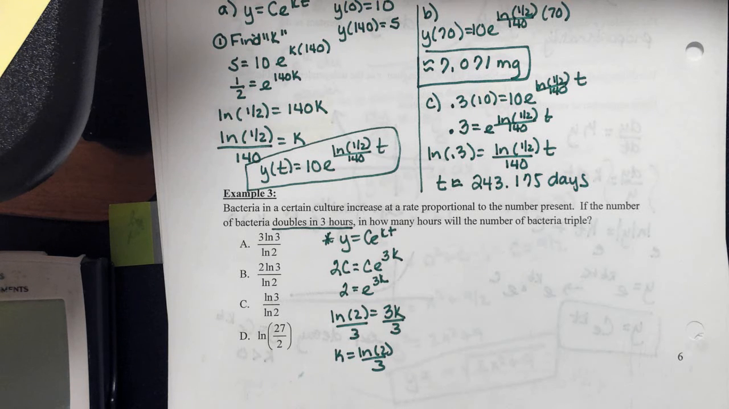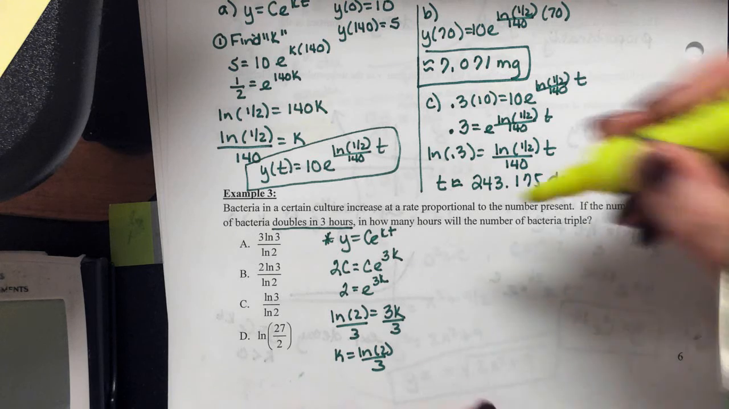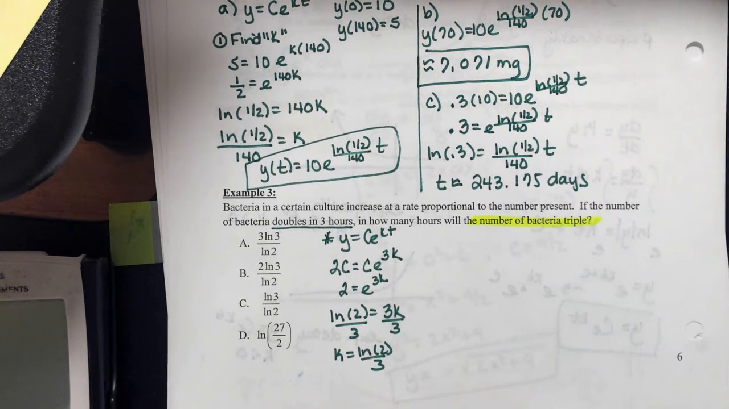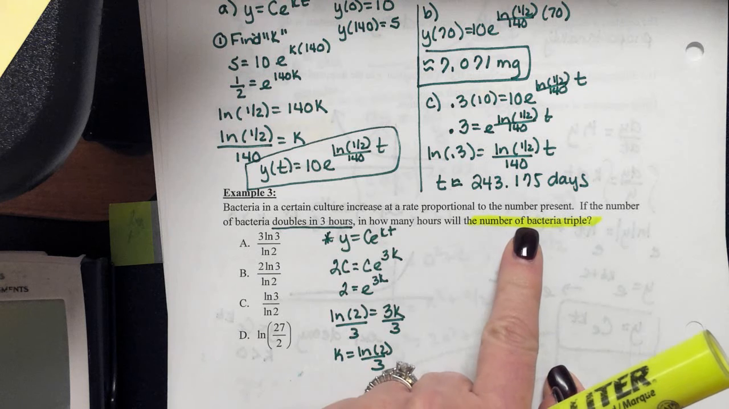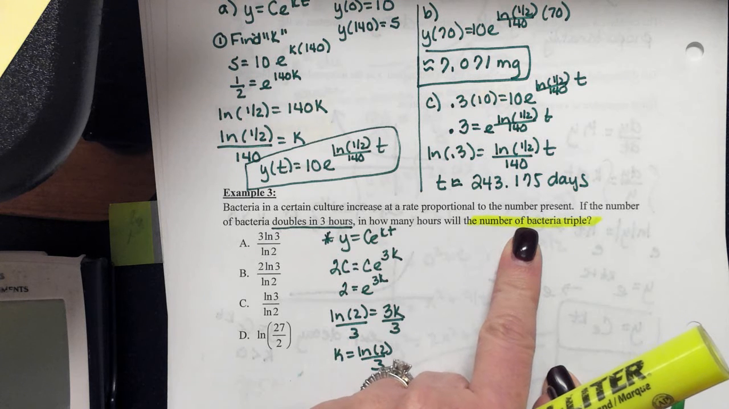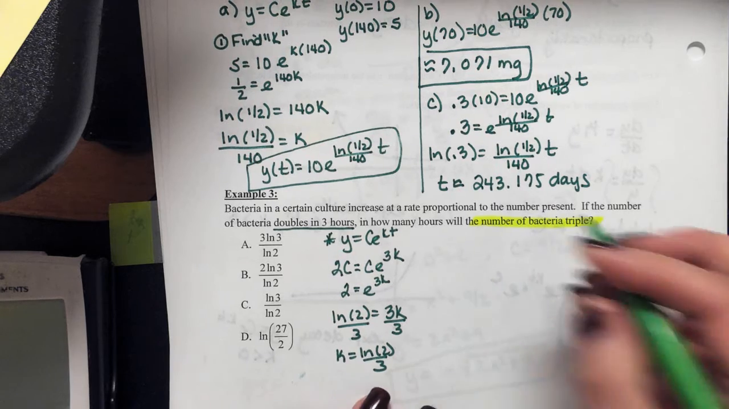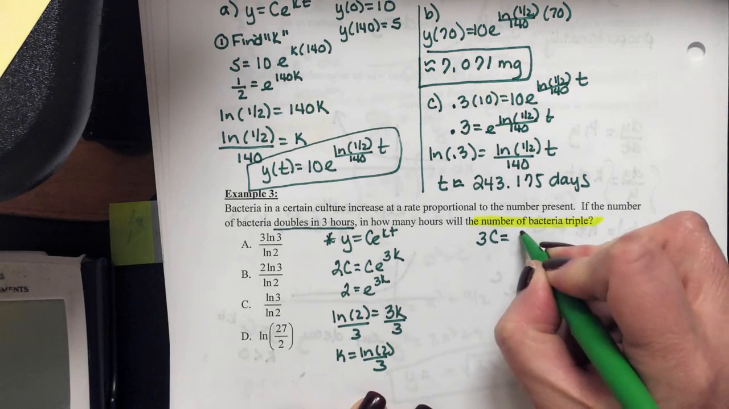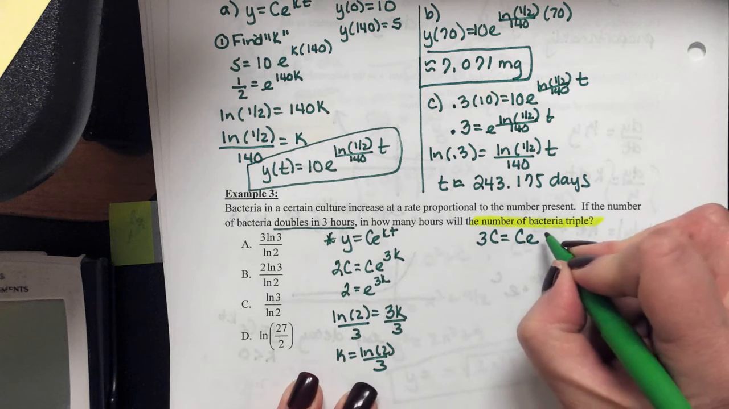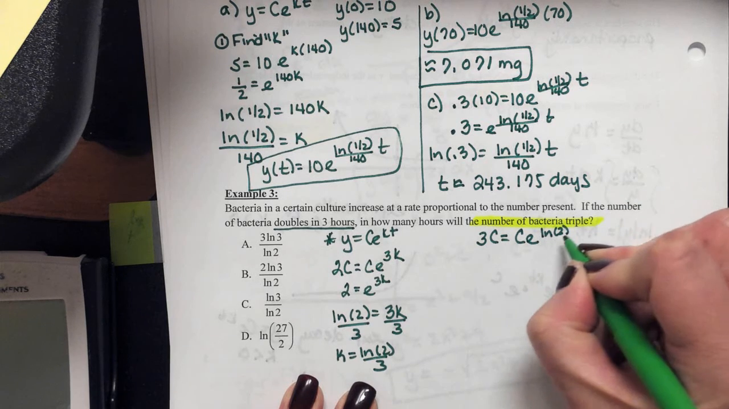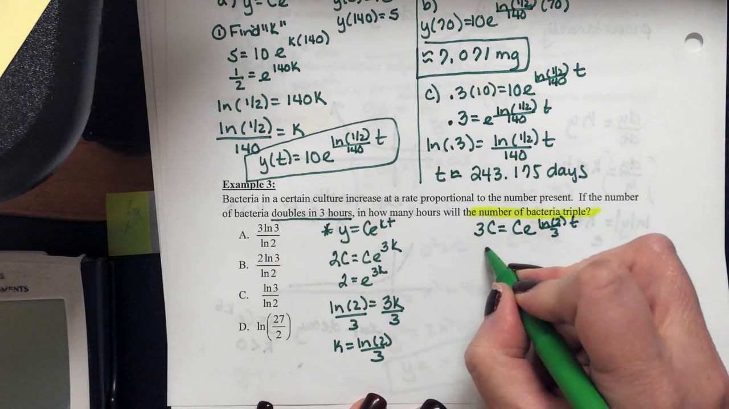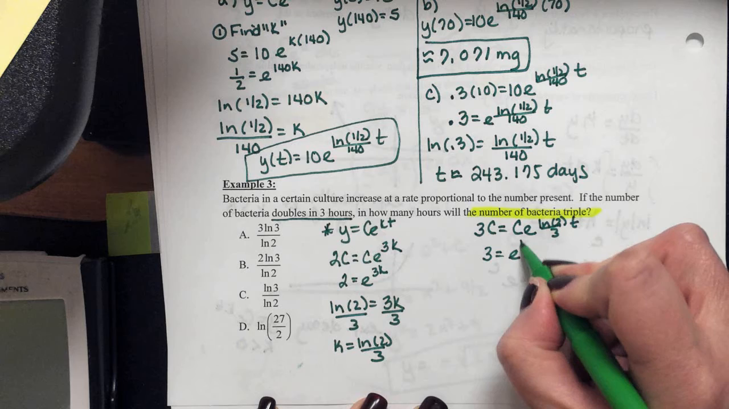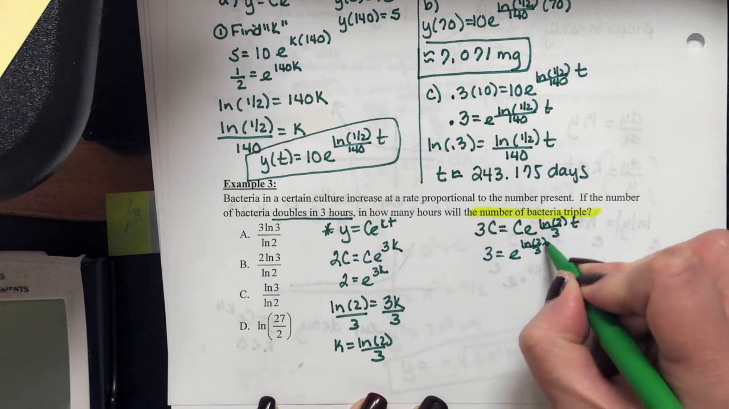Now the question's asking me in how many hours will the number of bacteria triple. So I know that I'm going to solve for t. Again, to solve for k, I set it equal to 2c. So if I want to know in how many hours this bacteria will triple, instead of setting it equal to 2c, I'm going to set it equal to what? 3c. So 3c is going to be equal to c times e, I know that k value, which is the natural log of 2 over 3, times t. So divide by c, so 3 is equal to e raised to the natural log of 2 over 3 times t.